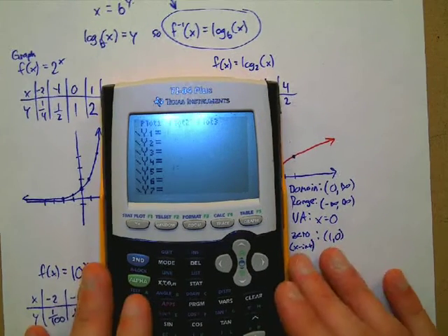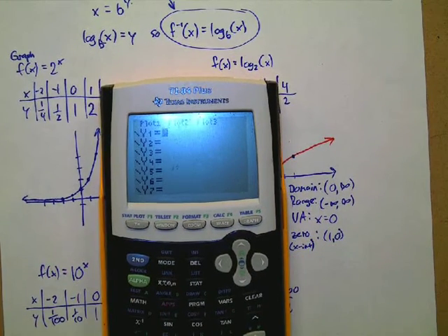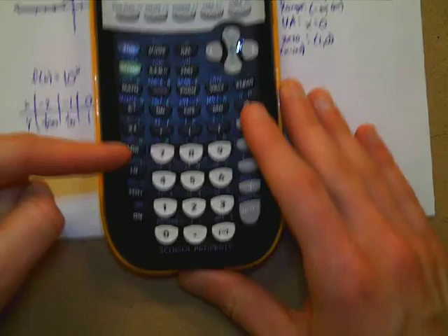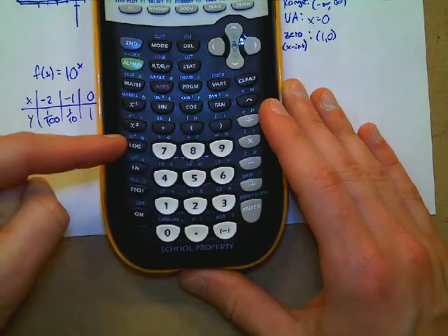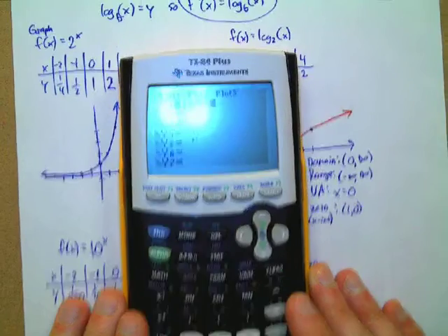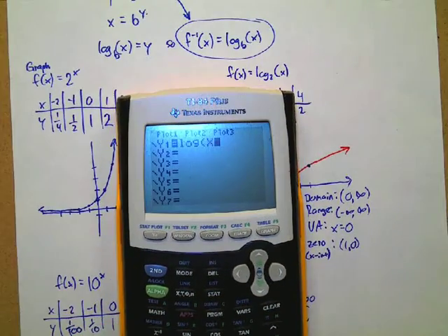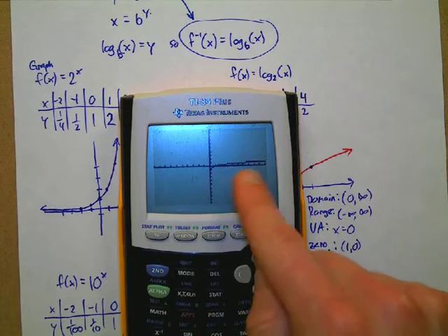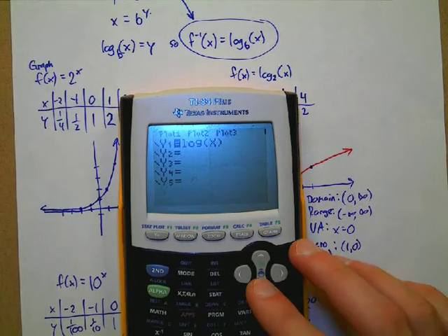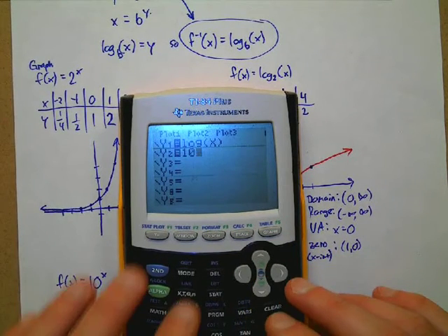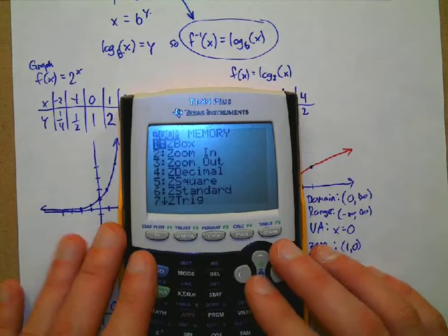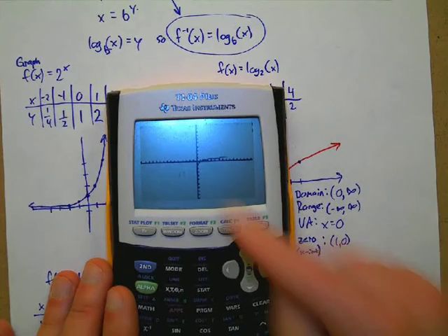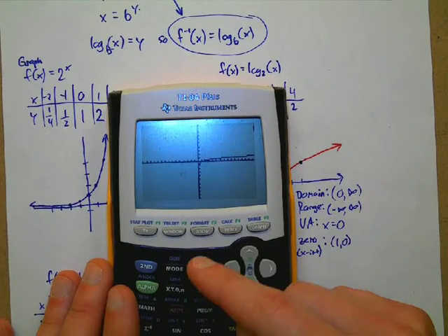Log base 10 is easy, because we have that button. There's an actual button here for log base 10. So you press that. There's log base 10. You can hit X, close parentheses, graph it, and there's log base 10 right there. I'll graph 10 to the x at the same time so you can see the relationship there. And I'll put zoom square there to help it. So there's log base 10. There's 10 to the x.